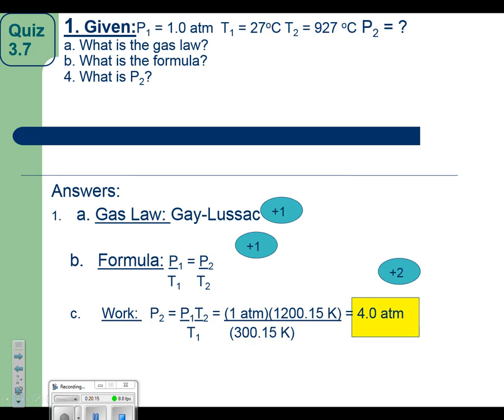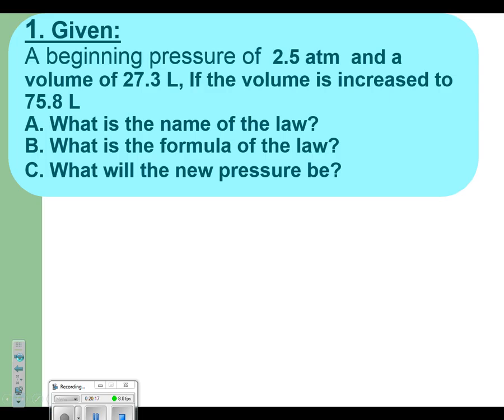Okay, so here's the next problem. Here we're given this. Now this one did not tell me what each one is, so as I come through, a beginning pressure of P1. I would write it down. P1 is equal to 2.5 atmospheres. A volume of V1, 27.3 liters. If the volume is increased to V2, 75.8 liters, what is the new pressure? Right? So that's P2. I'm solving for P2.